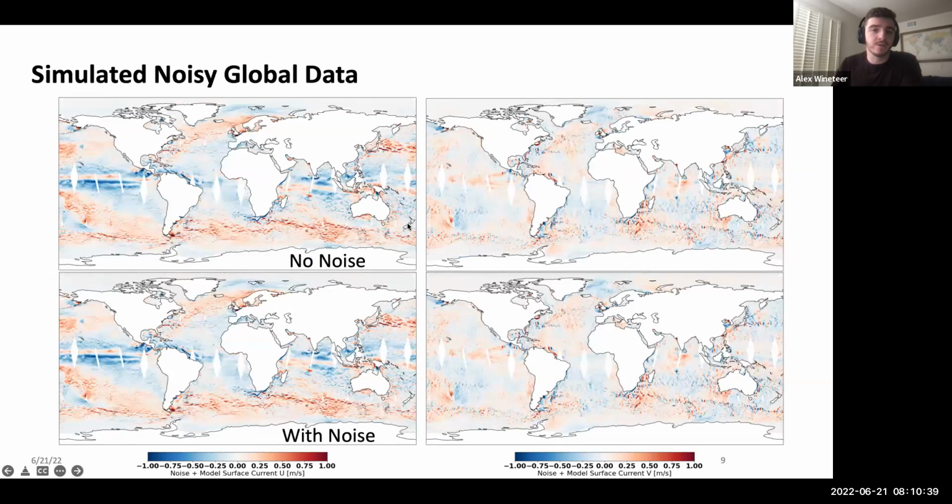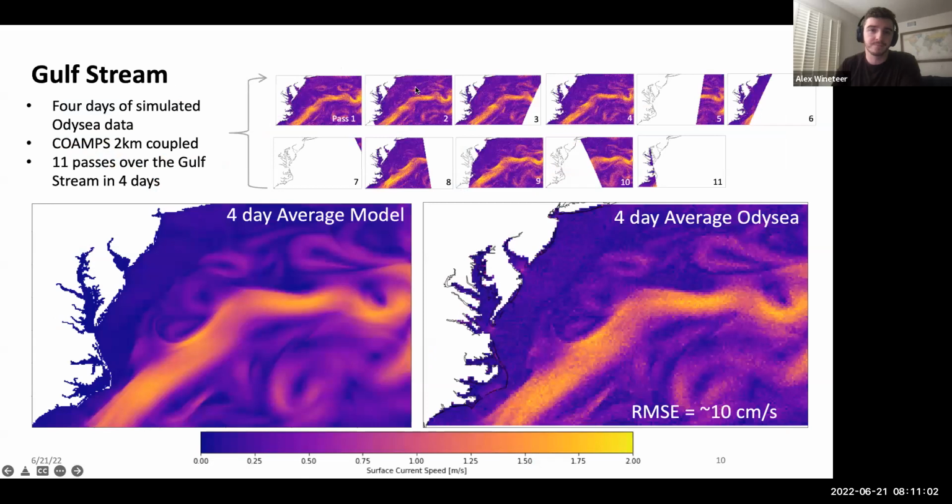Now, this is starting to put noise into the picture. So this is surface current U component, surface current V component, without noise on the top and with noise on the bottom. And there's not a lot to see here because you can't really tell that there's noise at this level. So I'm pretty much just going to skip this and go to the next slide where I've zoomed in a little bit.